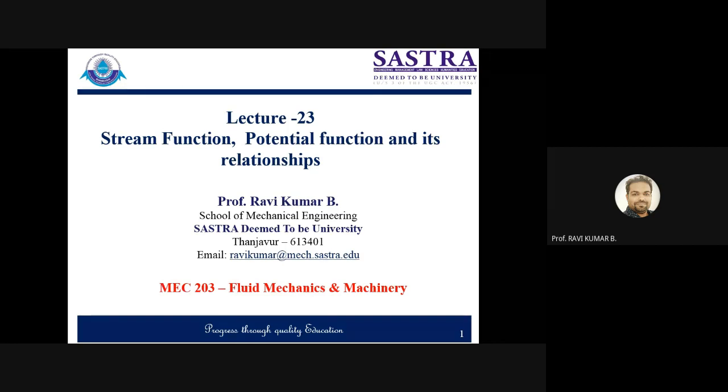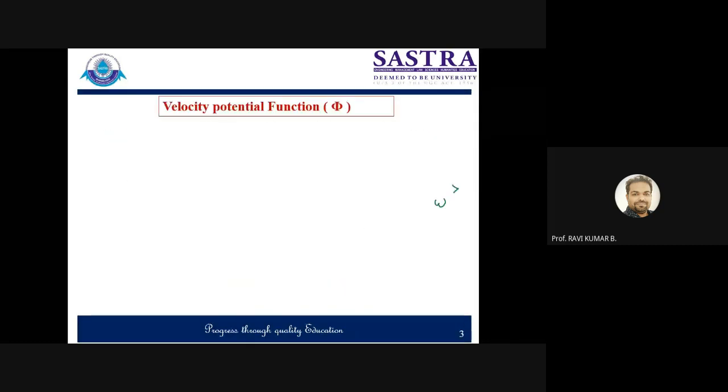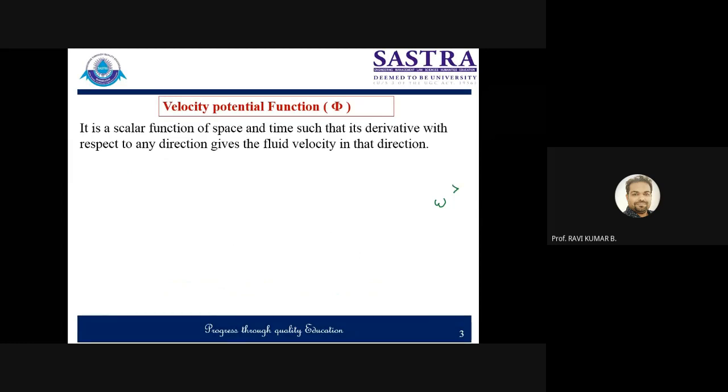The first topic we will be discussing is the velocity potential function. As I said, it is a scalar function of space and time such that its derivative with respect to any direction will give you the resultant velocity component in that direction. So the definition is simple: it is a scalar function of space and time such that its derivative with respect to any direction gives the fluid velocity in that direction.